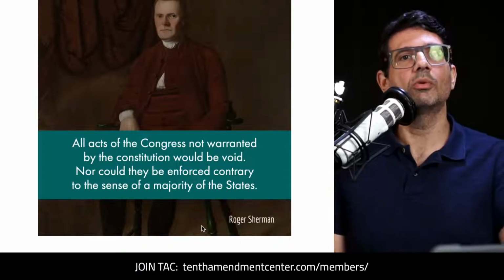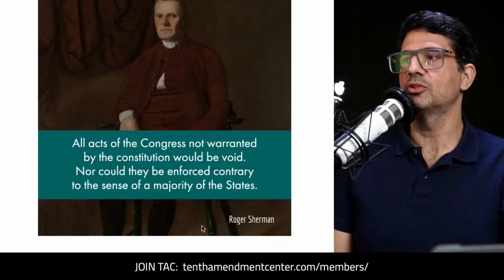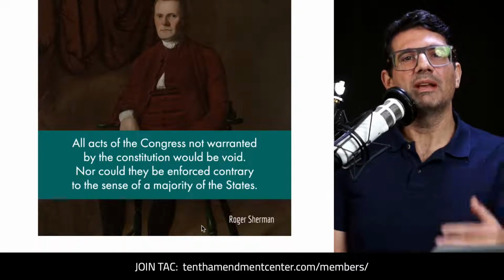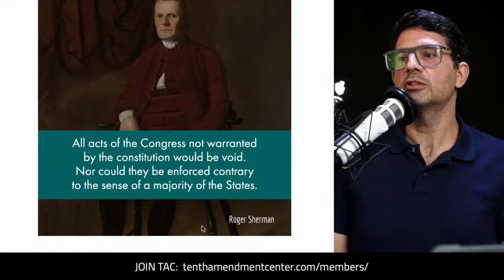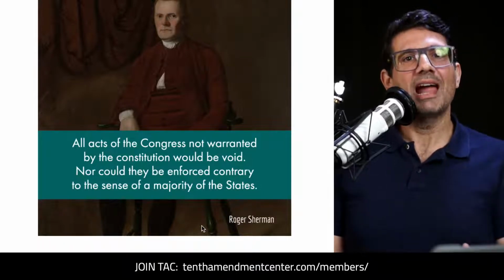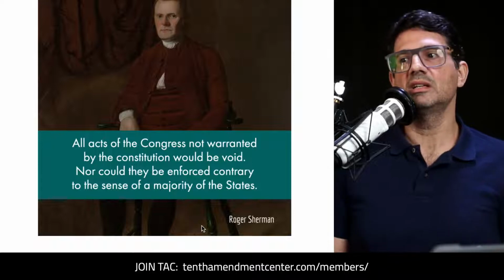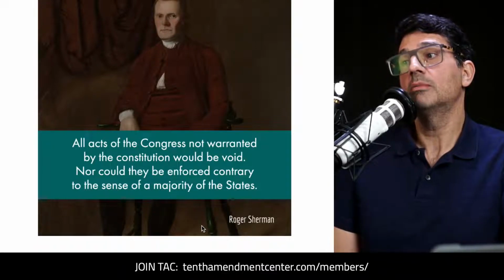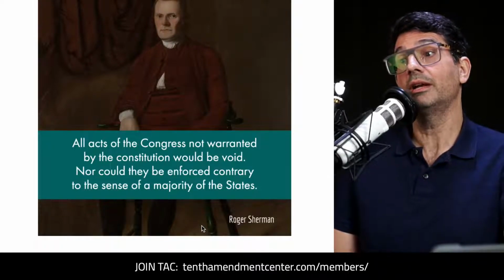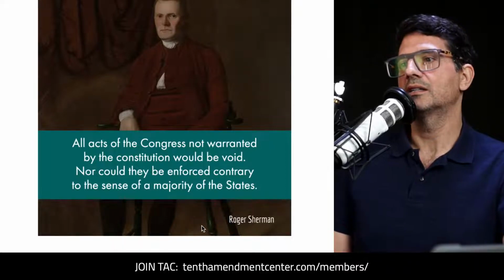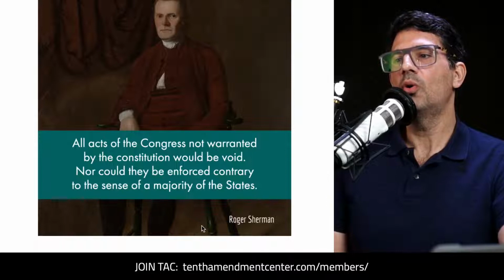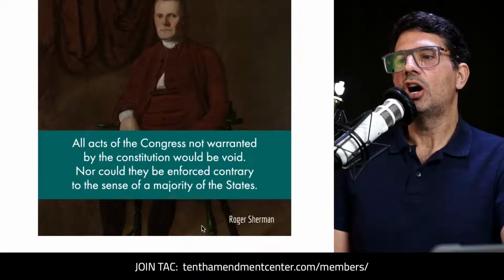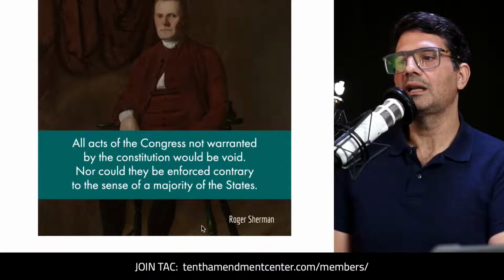Sherman understood this, and so did basically all the other founders and old revolutionaries. They don't get void in practice by begging government to stop doing stuff that it's not supposed to do in the first place. It gets void in practice by opting out, resistance, and the like. And that's how Sherman is alluding to it here. Let me just read it in context. All acts of the Congress not warranted by the Constitution would be void, nor could they be enforced contrary to the sense of a majority of the states.